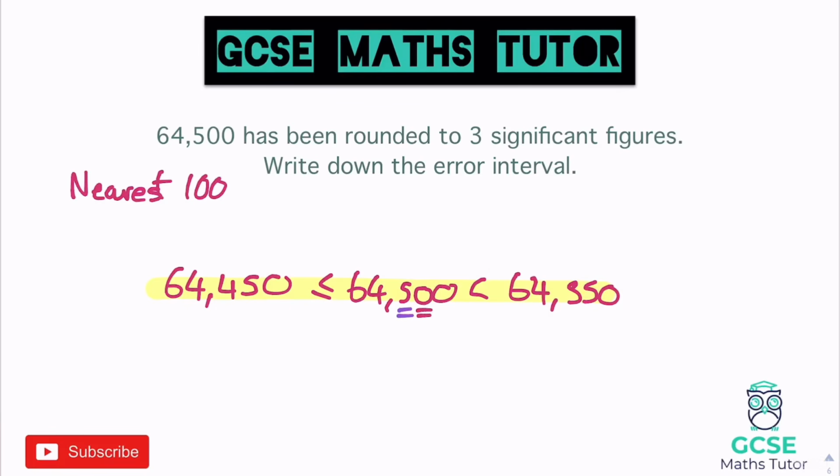You can always think, for the upper bound, look, we added on 50, it became 550. So for the lower bound, you just have to take that same amount away. So you take away 50 from 500, and you get 450 at the end there for that one. Okay, right, here's some for you to have a go at.